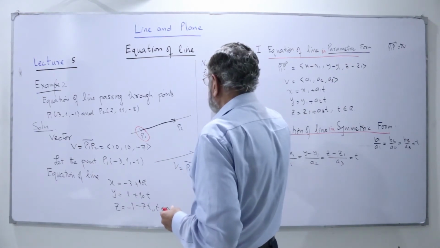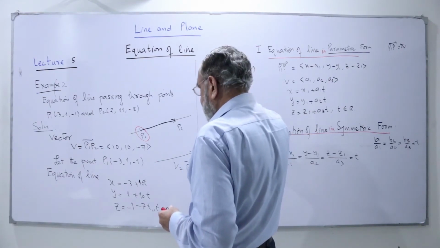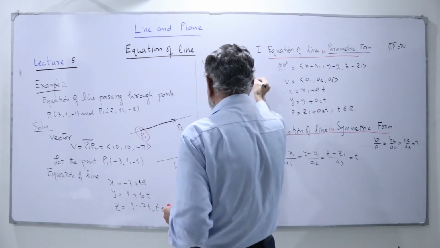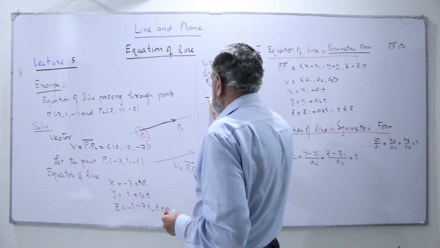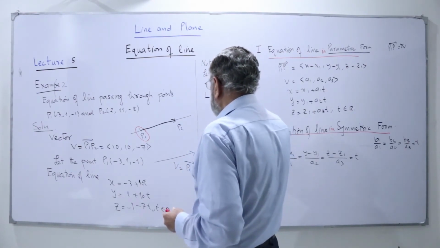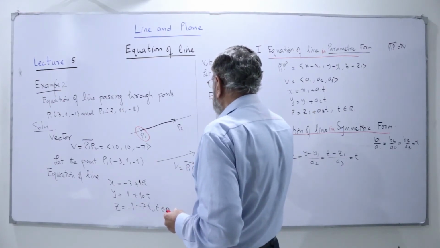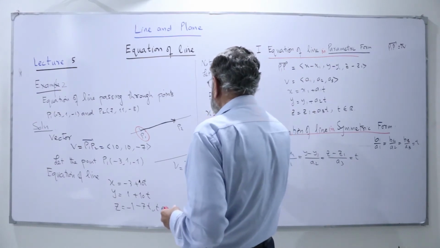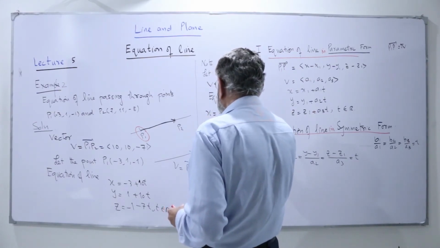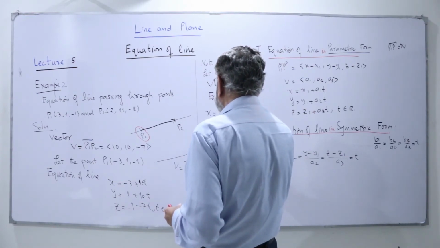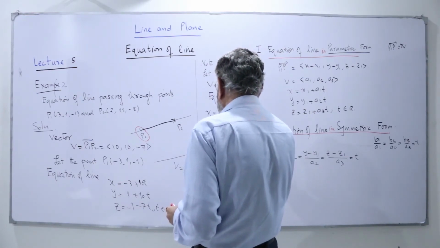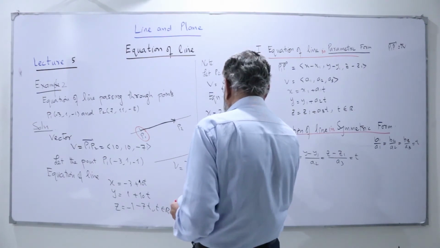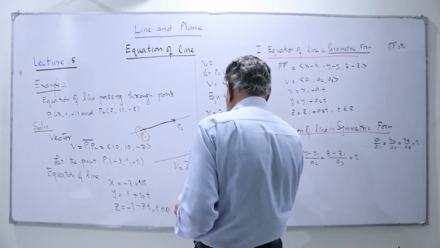And our vector is vector v, passing through point P1, P2, which is 10, and we have here 10, and here minus 7. So I can write the equation of the line. The equation of the line in parametric form is x equal to 7 plus 10t, y is equal to 11 plus 10t, and z is equal to minus 8 minus 7t, where t is any real number.